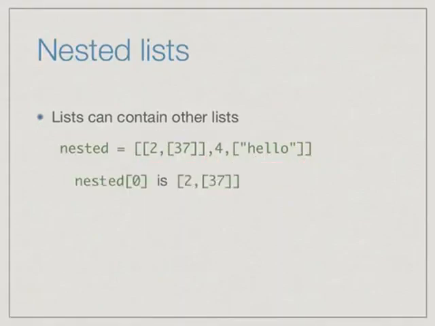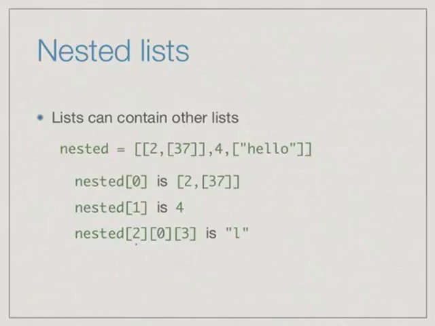So if we look at this example, then we can see that if we want to look at the 0th position in nested, then as we said, we get this value, and this value consists of a list itself containing 2 and the list containing 37. On the other hand, if we ask for the first position, position number 1, then we get the value 4.